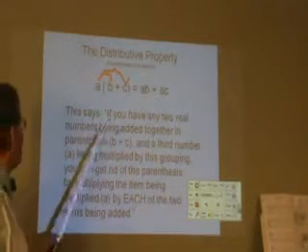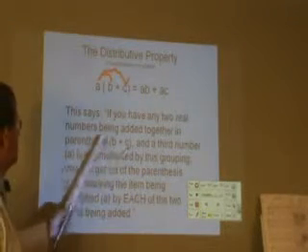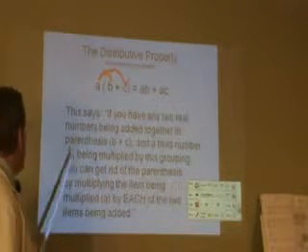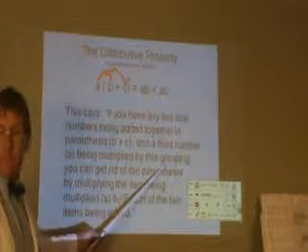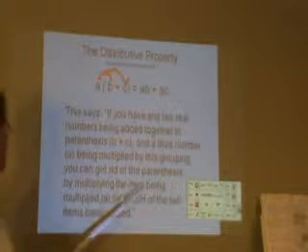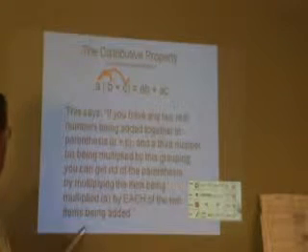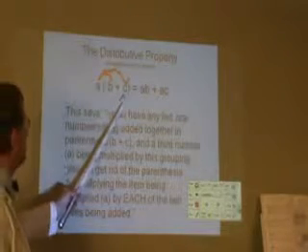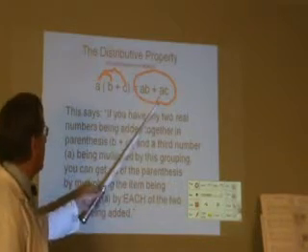This says, if you have any two real numbers being added together in parentheses, as in B plus C, right here, two real numbers being added together, and the third number, A, being multiplied by this grouping, then you can get rid of the parentheses by multiplying them by the A. You multiply the A by each of the two items being added, as we have done. So I multiply A by B, I multiply A by C. Finally, I will get this guy here.